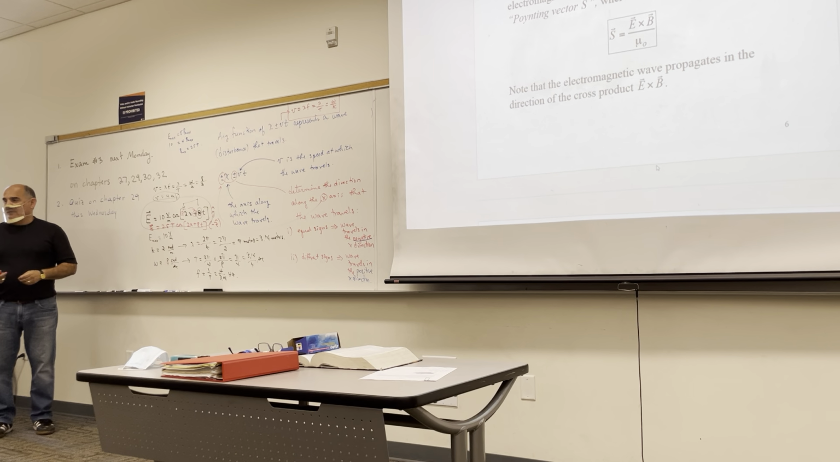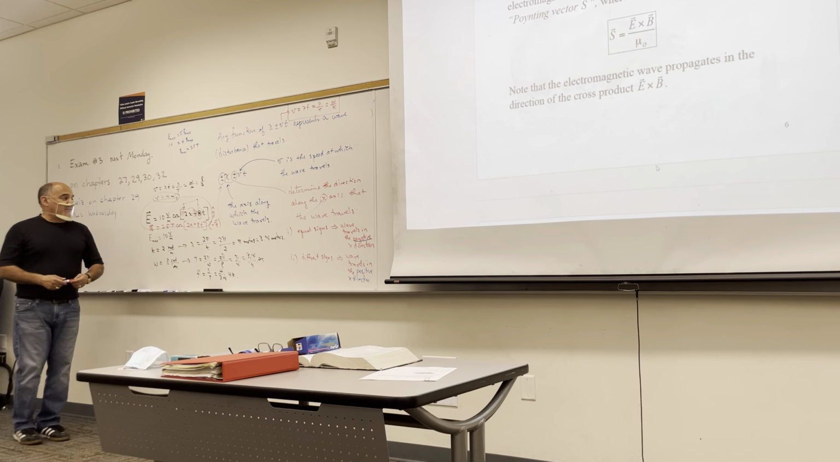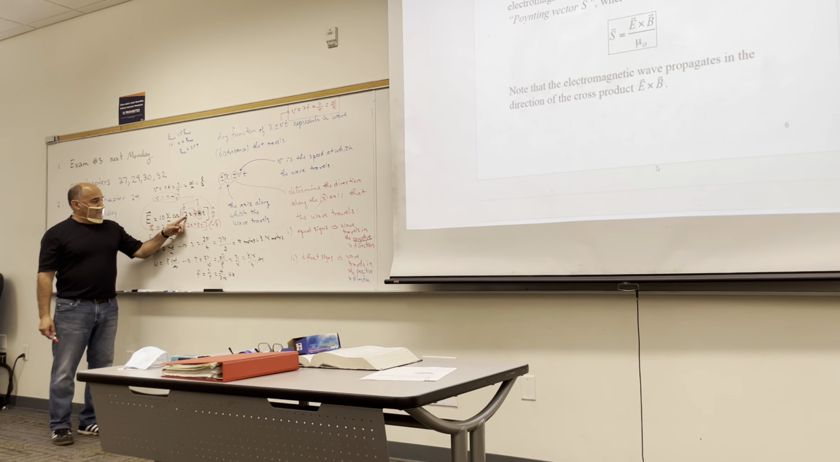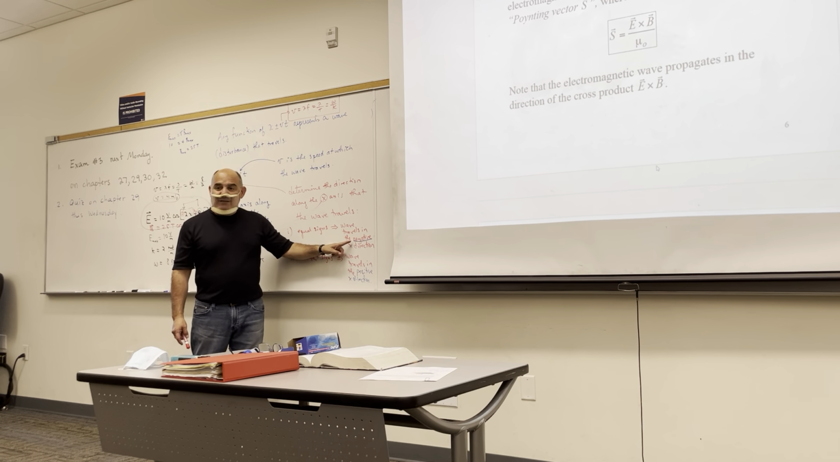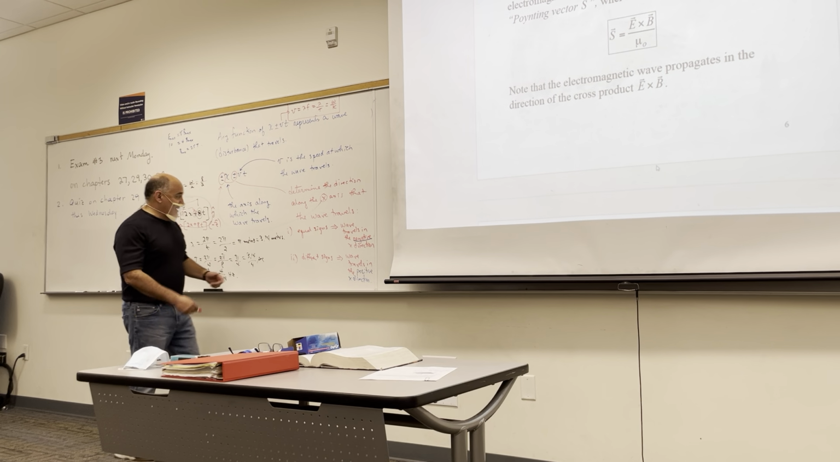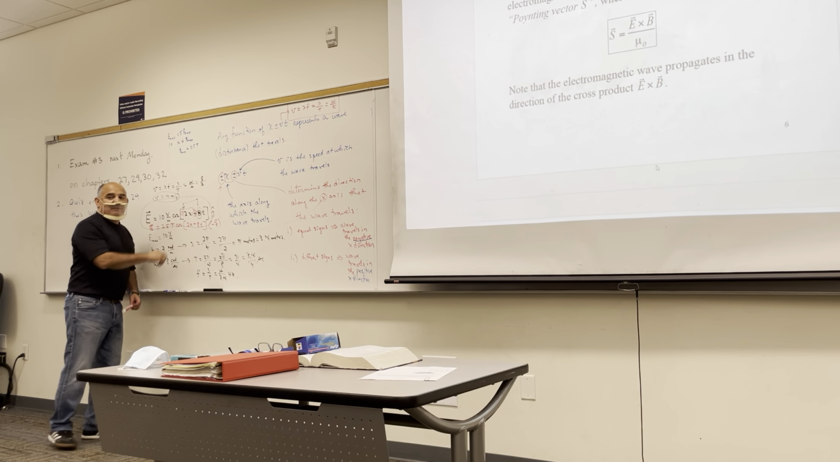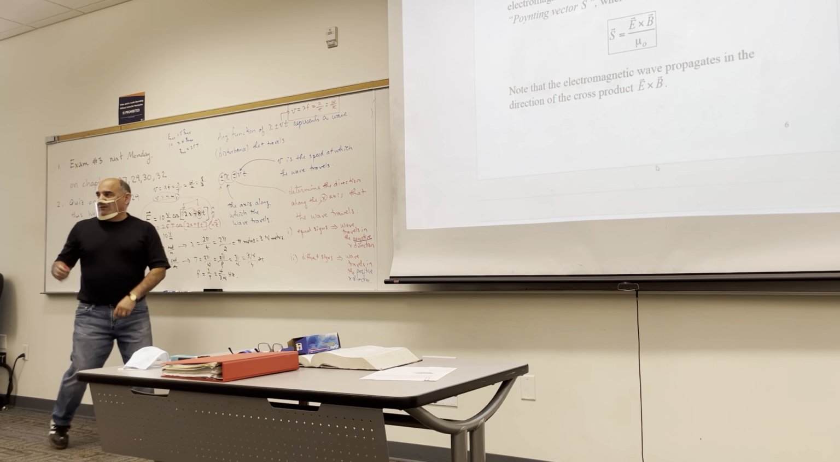Because E cross B points in the direction that the wave travels. So if I write an expression like this, plus 2x plus 8t, the plus sign tells me the wave is traveling in the negative x direction, only because I wrote an x over here. So the wave travels this way.